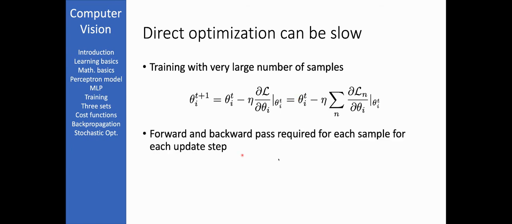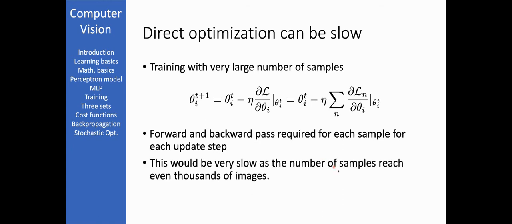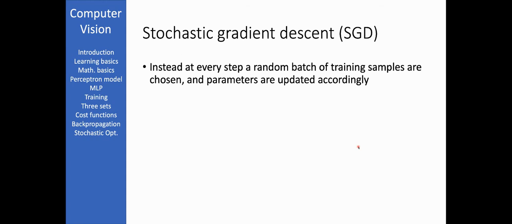But each forward and backward pass requires for me to actually fly the sample through the network once and then backwards. Now, if I actually have multiple samples, if I have thousands of images in my database, this operation can take quite long and it will be very, very slow. Instead, what's quite often used is what's called stochastic gradient descent. So instead, at every step, a random batch of training samples are chosen, and the parameters are updated according to only those randomly sampled samples.